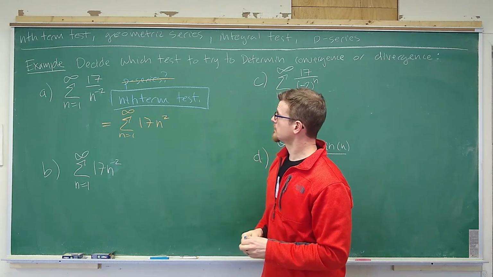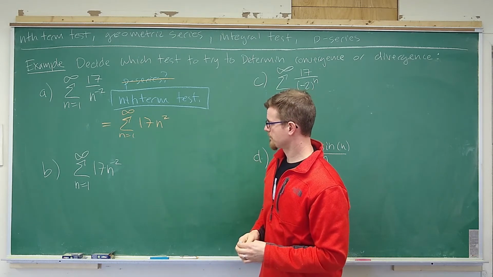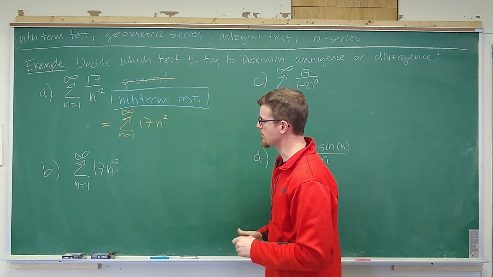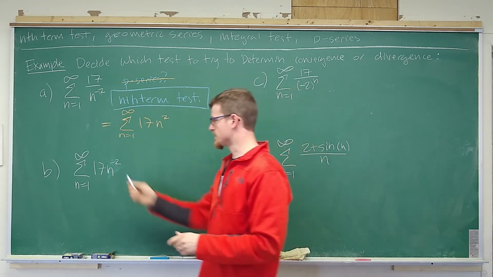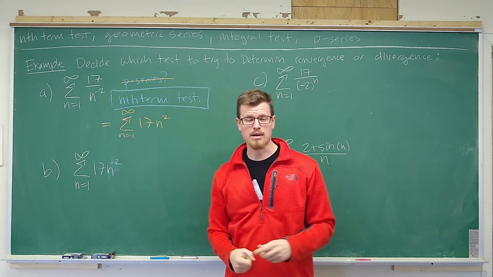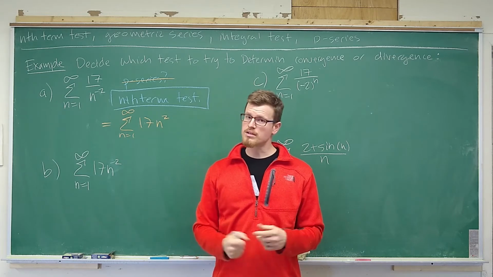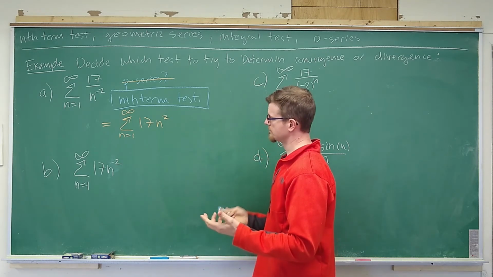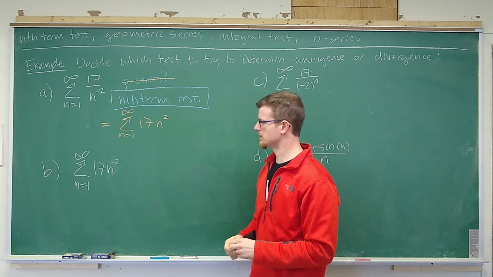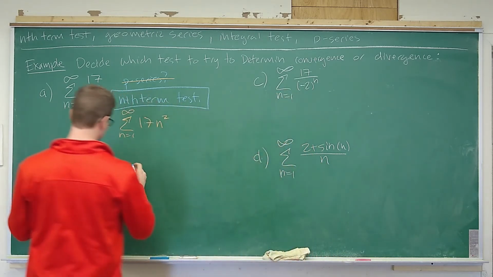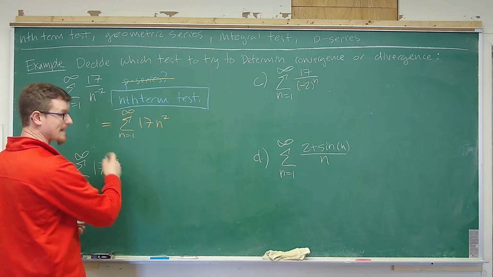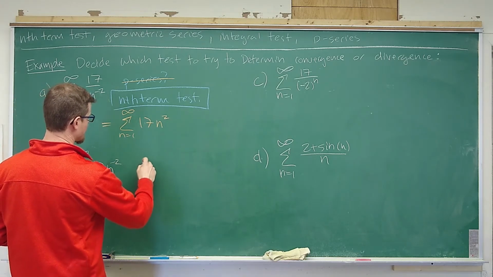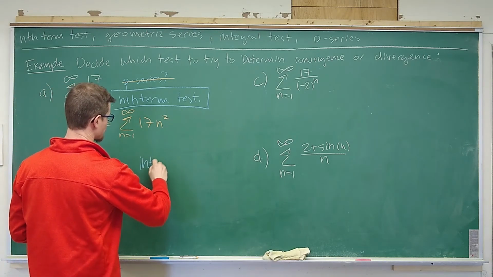All right, let's see here. Next, the sum from 1 to infinity of 17 times n to the negative second power. Well, this is actually pretty similar to the last example. You could say to yourself, what should we do here? Well, if you had decided to not rewrite this, you might say to yourself, I'd like to try the integral test.